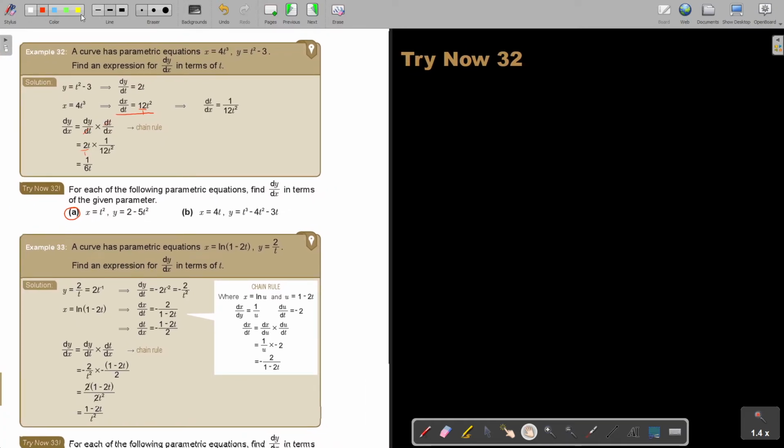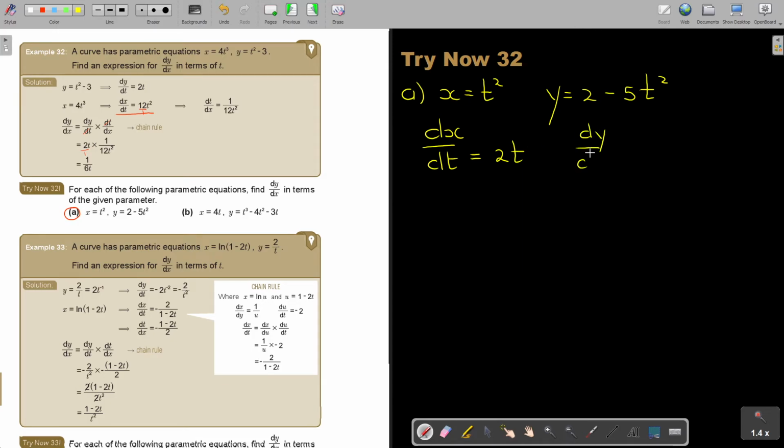Okay, let's start. The first one, number A. I have x is equal to t squared, and y is equal to 2 minus 5t squared. So I have dx over dt. Always do that first. Then I differentiate with respect to t, so it's 2t. Then I have dy over dt, and this is a constant, which becomes 0. This is negative 10t.